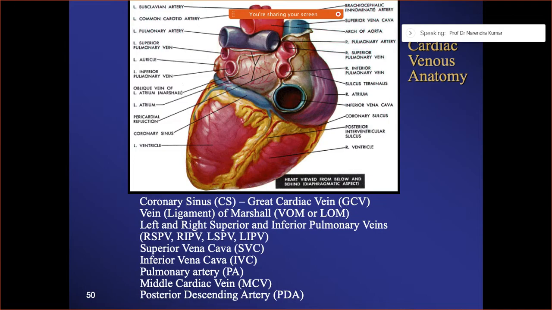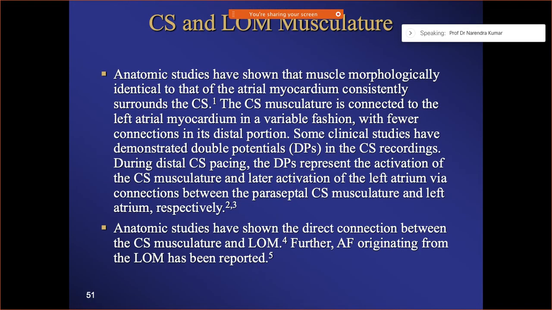Whenever the patient has an epicardial pathway located in the posteroseptal region, the pathway can be assessed to ablate using this approach. The problem is that it is close to the PDA, the posterior descending artery, so one has to be really careful. Various studies have shown there are portions of the myocardium surrounding the coronary sinus.